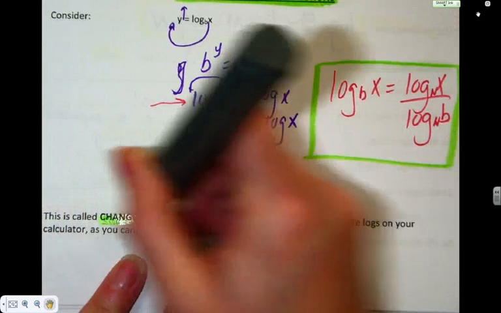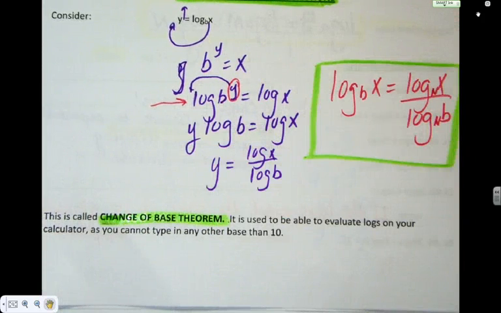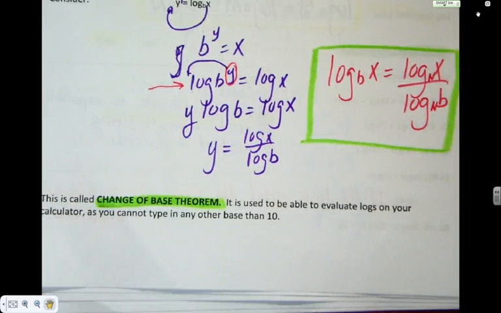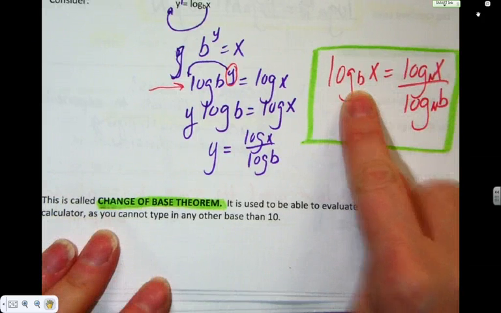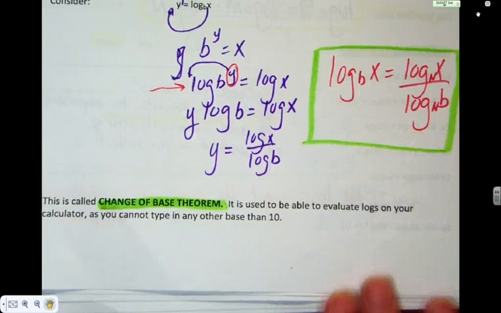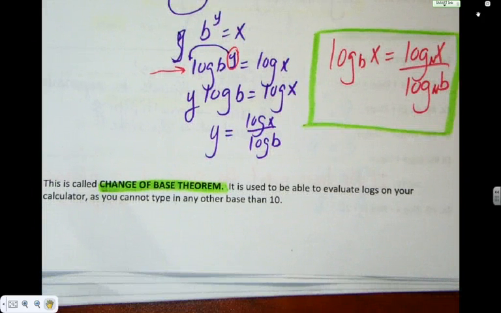This is called change of base theorem. Why is it called change of base theorem? Because I changed the base. I took a log base b and eventually ended up changing it into a log base whatever I wanted it to be. This becomes important because your calculator is only programmed to do log base 10.